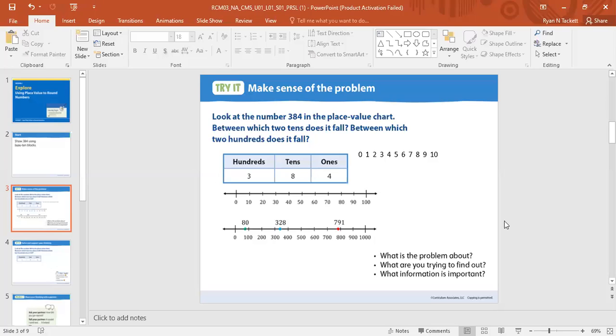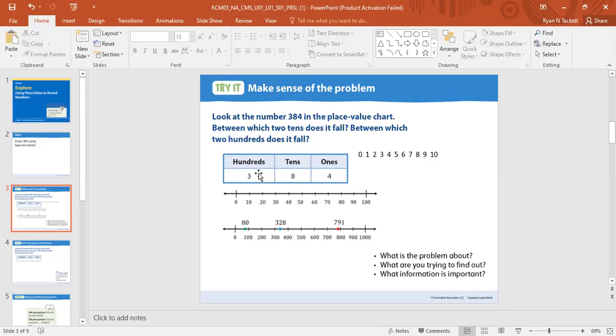All right, guys. So for rounding purposes, we know we're going to look at our ones for the tens place. So we see that 4 on the number line is closer to 0 than it is to 10. So guys, that means we will round down. When we're looking at the tens, if we round 384 to the nearest 10, we're going to look at the ones and we see that the 4 is closer to 0. So that will become 380.